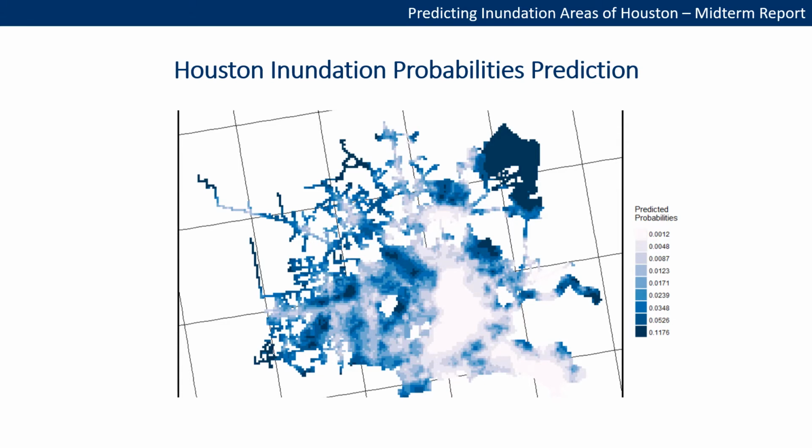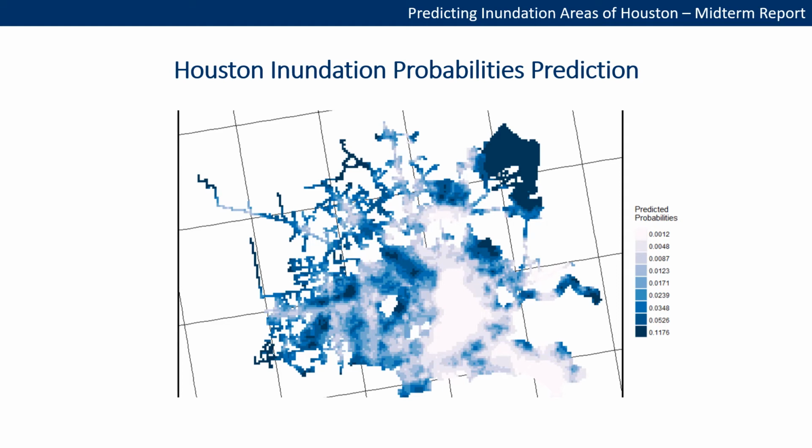Prediction result. We successfully ran the logistic regression model for the city of Houston to predict its potential inundation area when the flood comes. In the result map, the darker color represents a higher possibility that this area will be affected by the future flood.